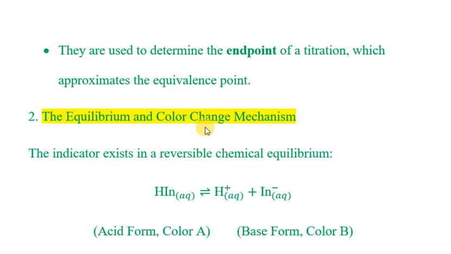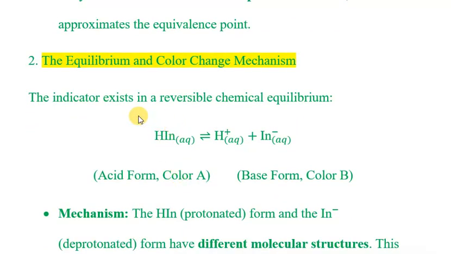First, if an indicator is in the form of a weak acid, suppose it is represented by HIn. H means protonated, in other words, acidic. In stands for indicator. If we take the example of a weak acidic indicator, you can say that it is phenolphthalein. If we dissolve it in solution, it gives up its proton and forms the conjugate base.